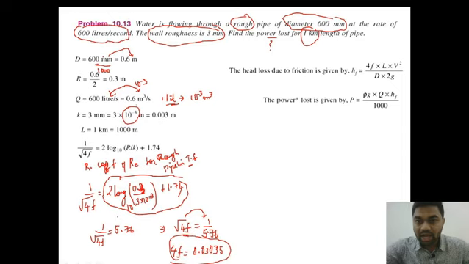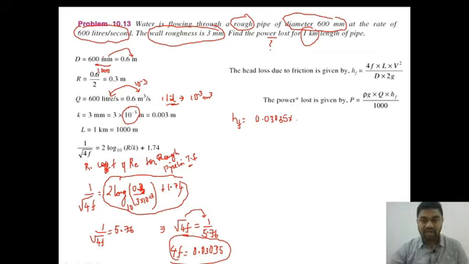So we will get the head loss. Now calculate the head loss. Head loss is given by HF. HF is equal to 4F. What is the value of 4F? Look at the above formula. 4F is 0.03035 into the value of L, which is 1000.